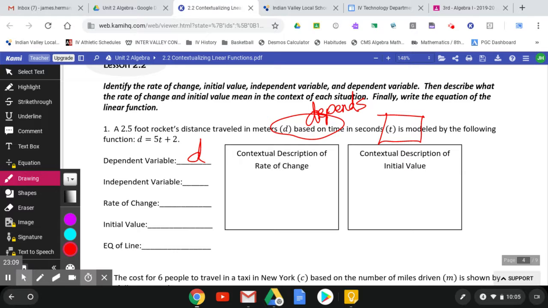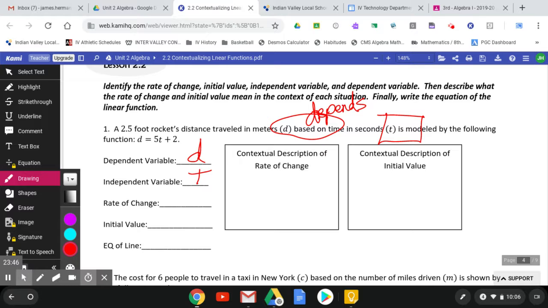So if D depends on T, D is the dependent and T is the independent. That makes perfect sense. Yes? Now, here's the really not cool thing, but we need this equation to answer these last two because there's no information up here at the top about how fast it travels or where it starts, is there? I mean, it tells us that the rocket is 2.5 feet tall, but it doesn't tell us anything else in the wording, does it? Okay, so what's my rate of change, and how do you know?